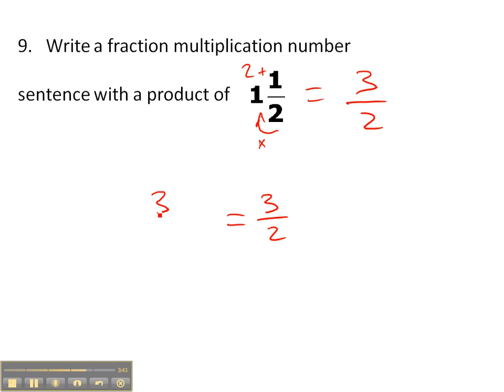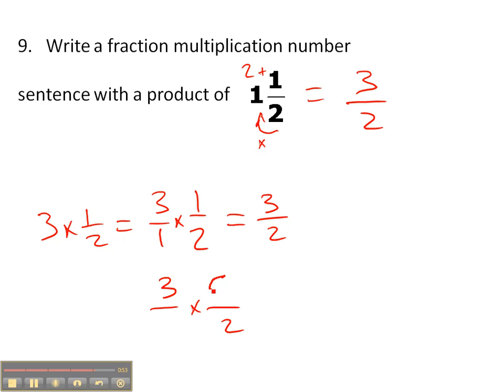As long as I have 3 on the top and 2 on the bottom, it doesn't matter what I have as my numerator and denominator, as long as they cancel out. So I could have 3 over 1 times 1/2, which would be 3 times 1/2 would equal 3/2, or I could have any number really in these other positions.